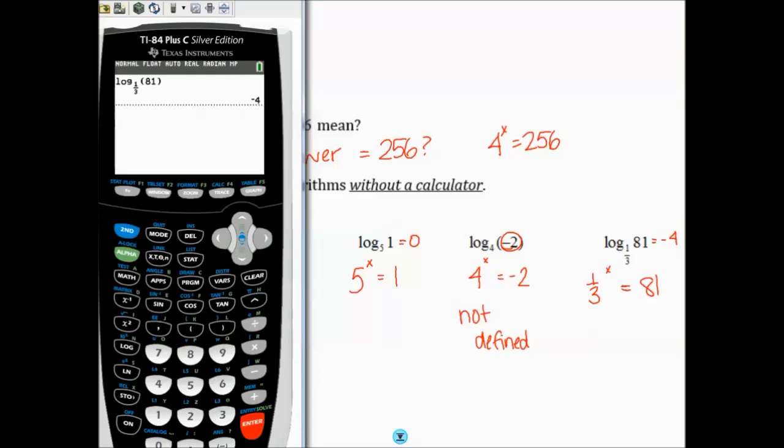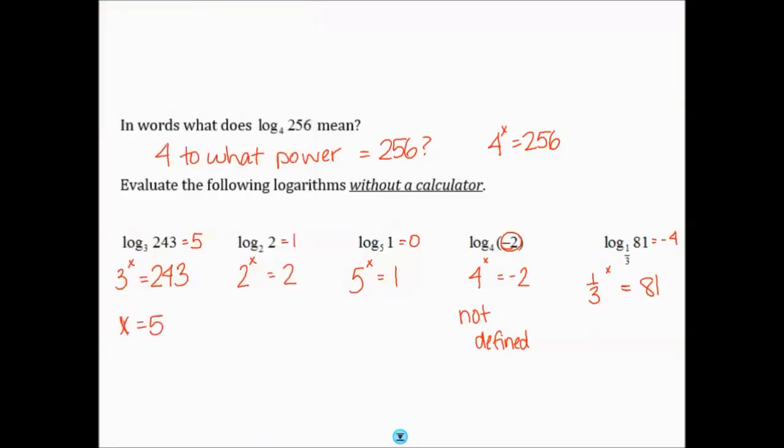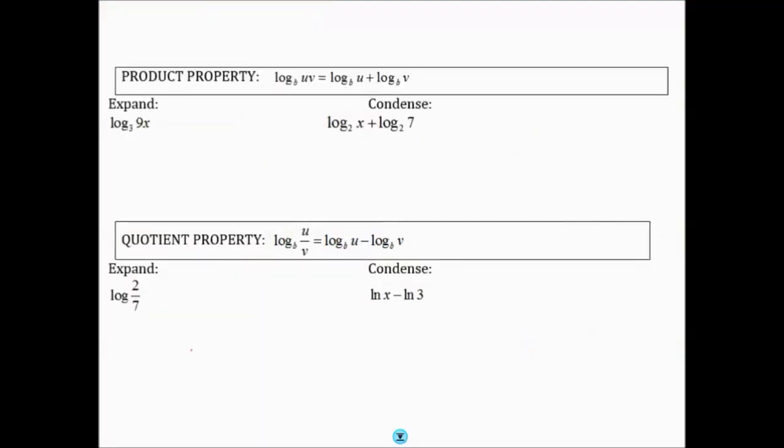And we get negative 4. So let's look at some properties. First, we have the product property. And all of these properties are related to the properties of exponents. So hopefully you remember that if you have a to the n power times a to the m power, you add the exponents and you get a to the n plus m power.